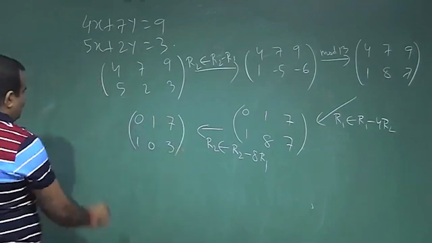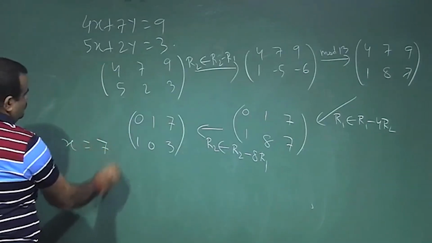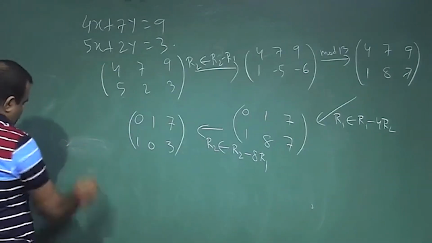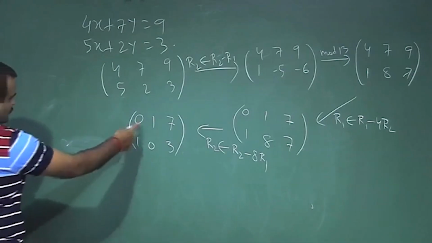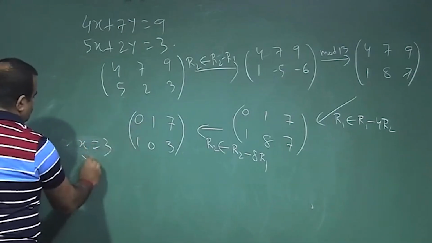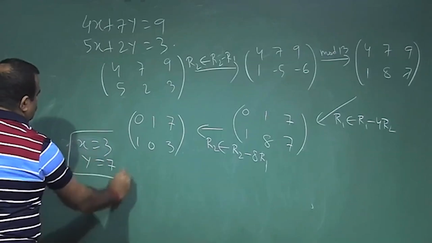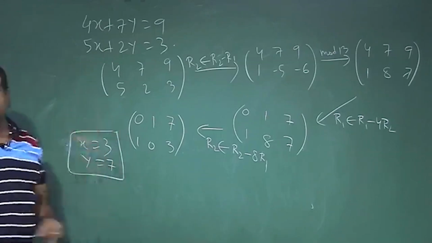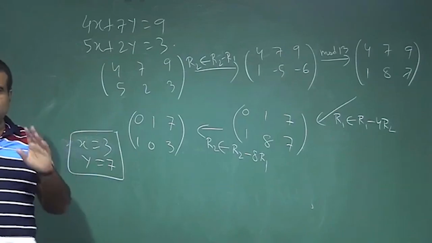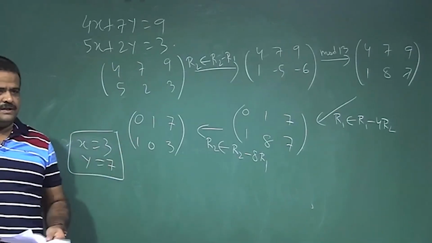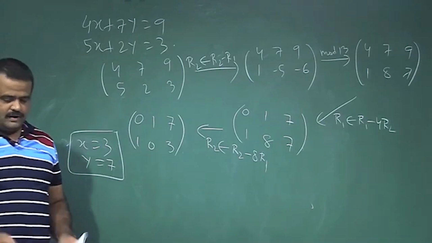So from here also we can say x equal to 7, sorry, x equal to 3 and y is equal to 7. So this way also we can solve this, but every time our operation should be a modulo operation, here it is 13, in general it is n or p, under that p.